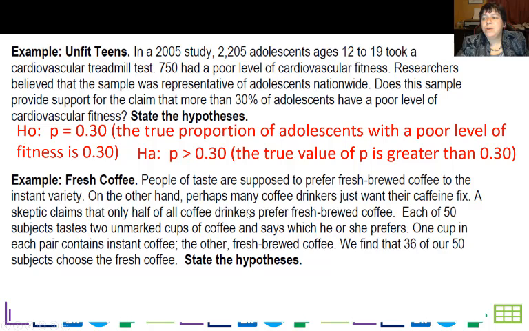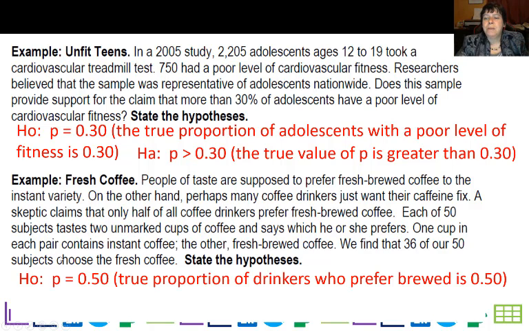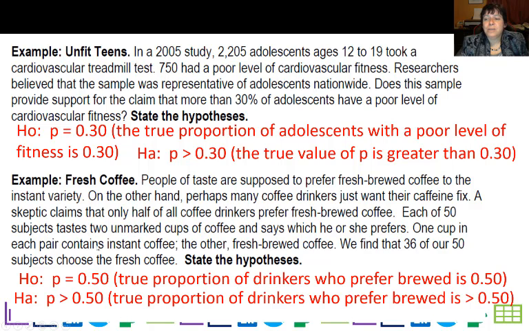So what are we looking at? Our skeptic is saying, hey, it's 50-50. They can't really tell the difference. It's like they're flipping a coin and guessing. So our skeptic would say the null is P naught is 0.50. The true proportion of drinkers who prefer brewed is 0.50. In other words, that they're pretty much equal to them. And the alternate is that it's greater than 0.50. All right, so that there actually is a difference between the two. And that is our null and our alternate hypothesis for our last example.